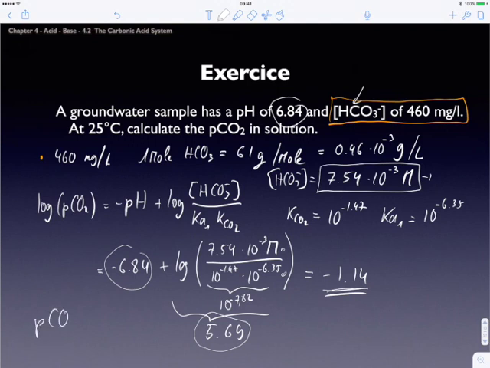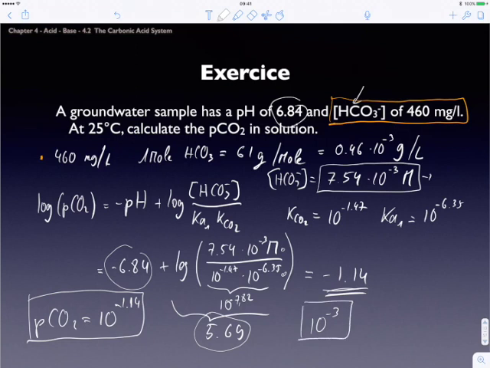So the PCO2 in our case will be equal to 10 to the power of minus 1.14, which is way higher than the atmospheric partial pressure of CO2, which is around 10 to the power of minus 3 in our case, if you want to take an average value. So in this case, the groundwater will have way more bicarbonate in solution than a water that will be in equilibrium with the atmosphere. That's a nice exercise to do. This is what we define as a closed system. Let's have a look at what we call an open system now.